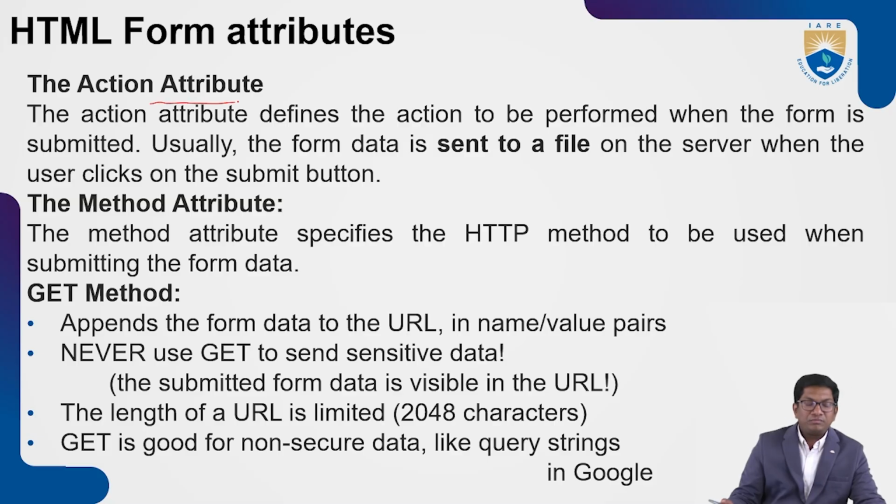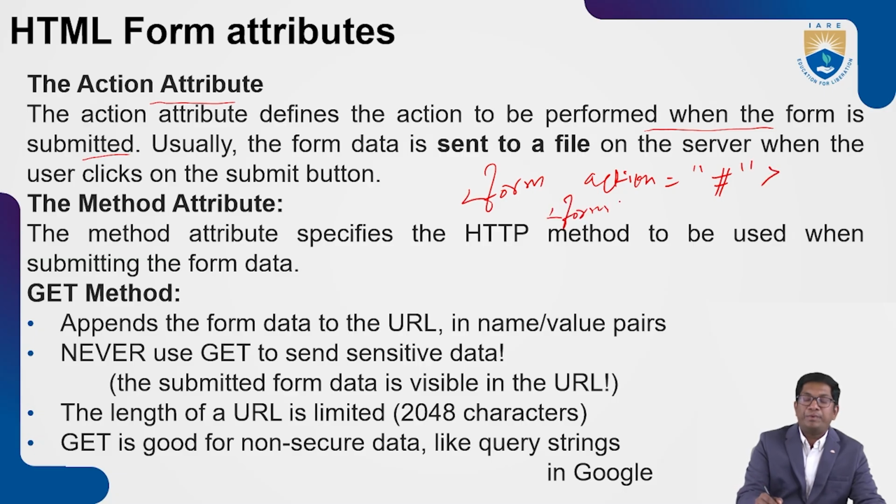The action attribute defines the action to be performed when the form is submitted. After clicking on the submit button, where the data should be sent is taken care of by the action attribute. Suppose you write a form with action equal to hash, the data stays in the same page, so you do not send the information to any other page. Suppose you write some URL here, or some other page.